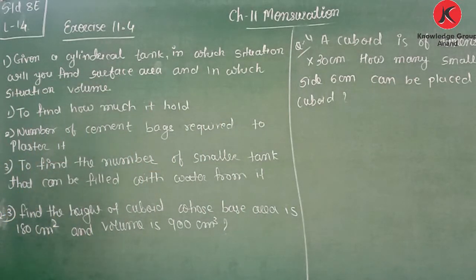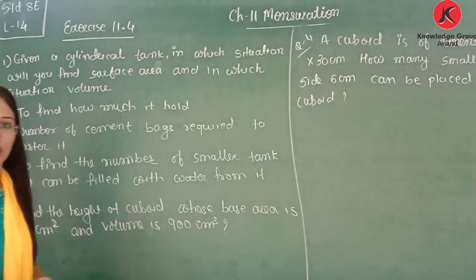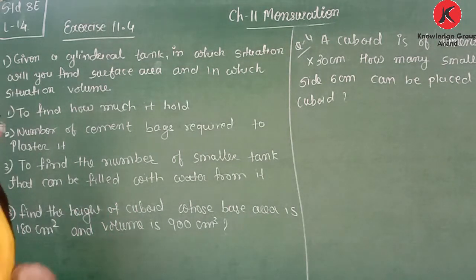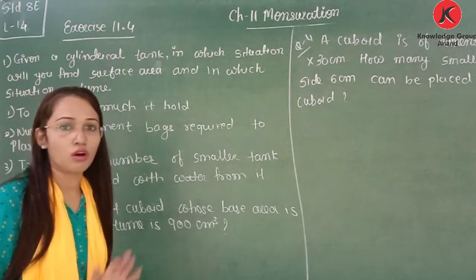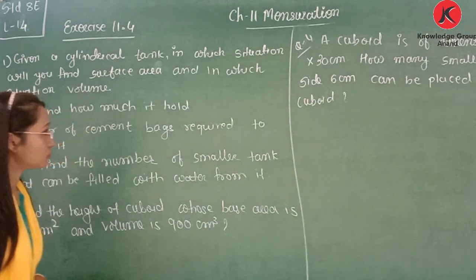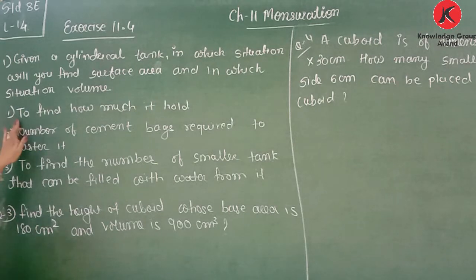Now, first question. Given a cylindrical tank, in which situation will you find the surface area and in which situation will you find the volume? So here three different conditions are given and you need to decide whether you are going to find volume or surface area. So first, to find how much it holds.